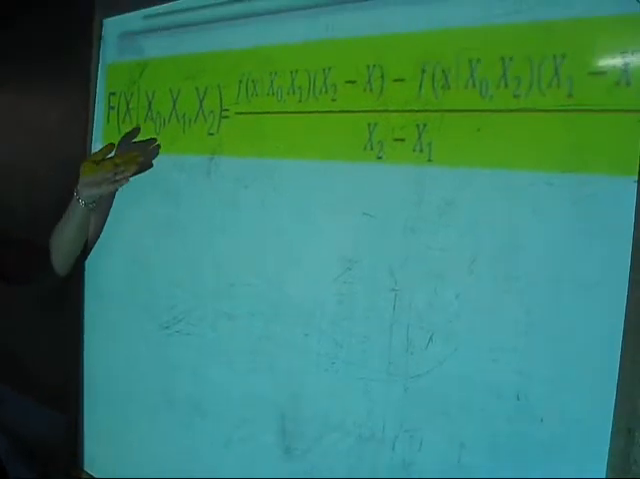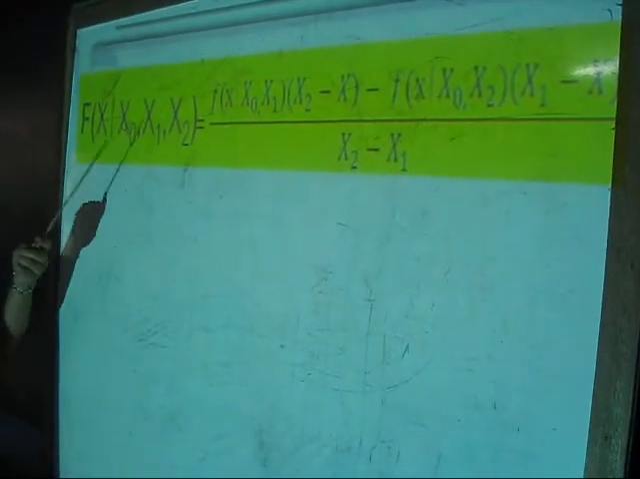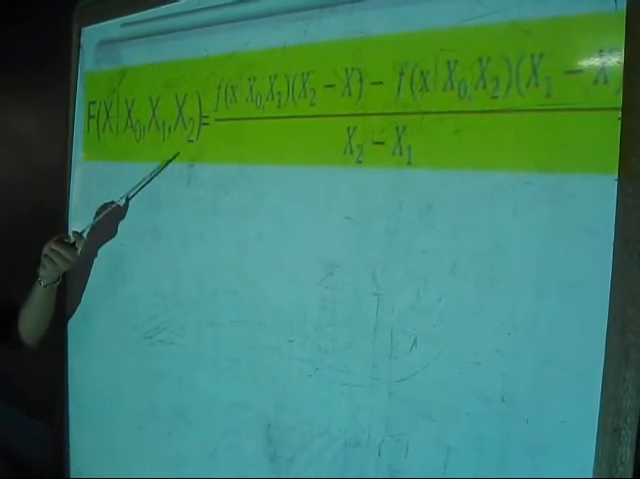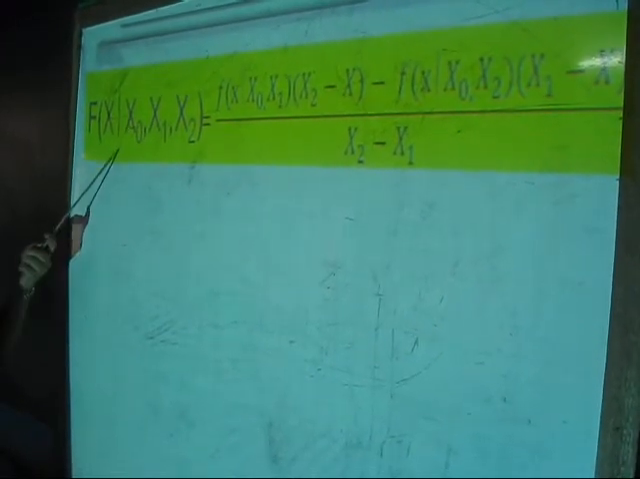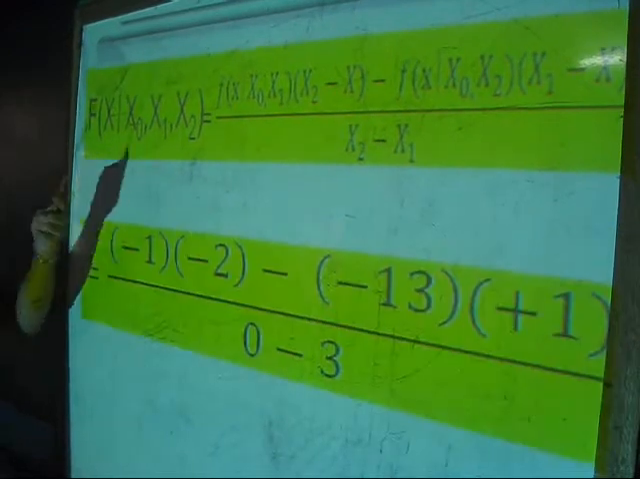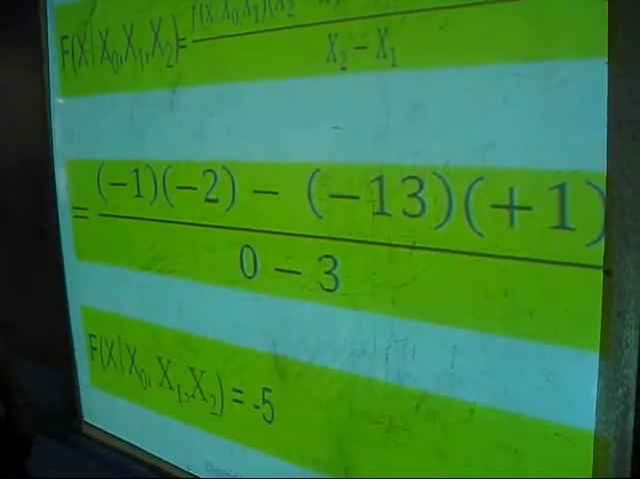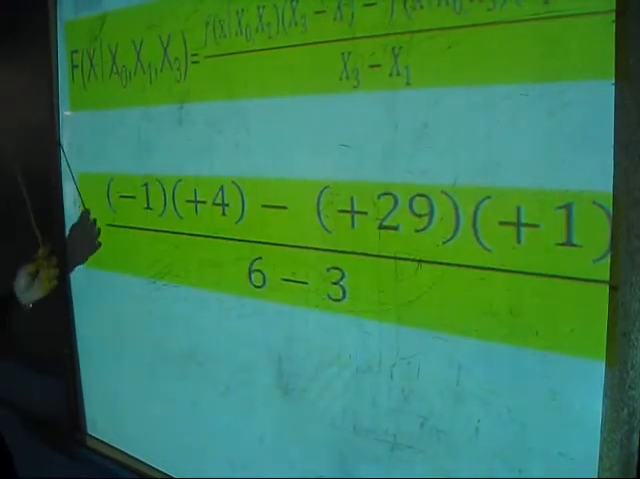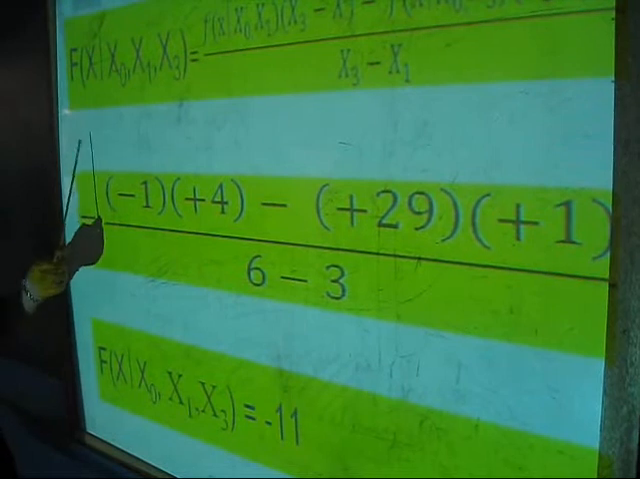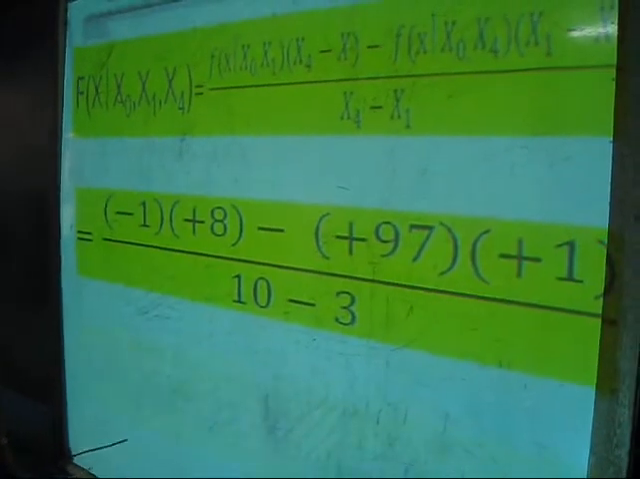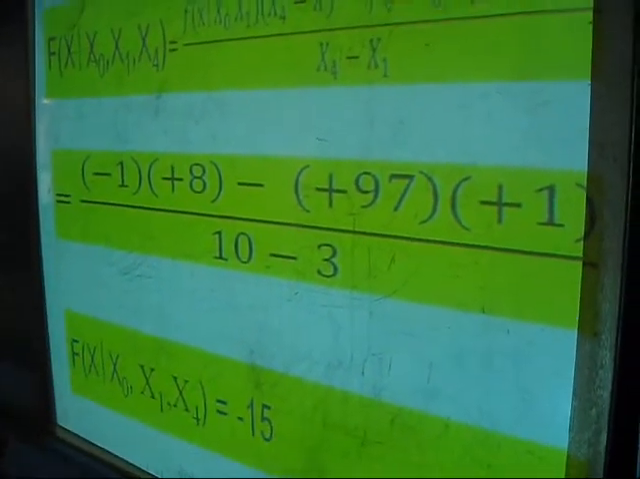And then we have this formula in finding the second divided cross multiplication given 3 points. So again, applying the formula, we'll have -5. And then to complete the second divided cross multiplication given 3 points, we'll have -11, and then -15.